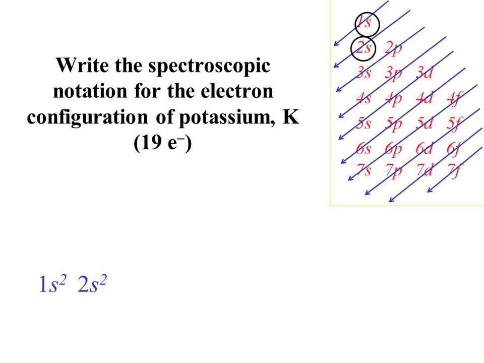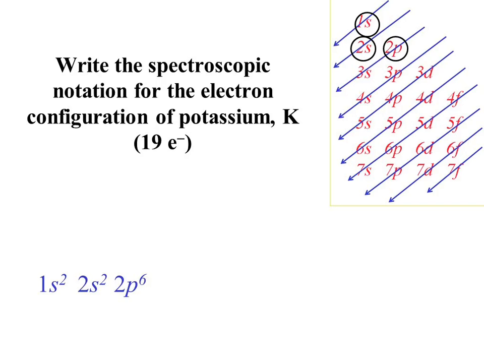Then we're ready for the third diagonal. We're going to start at the top of the third diagonal. So we're going to go 2p, and we follow the rules we know about p-type subshells, and they can accommodate 6 electrons. Okay? And notice we're only up to 4, so definitely we're going to go ahead and fill that. So it's 2p6.